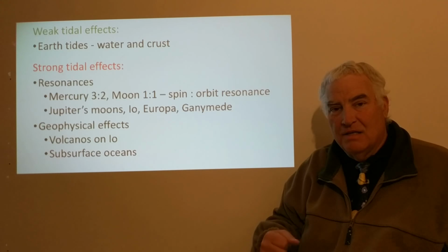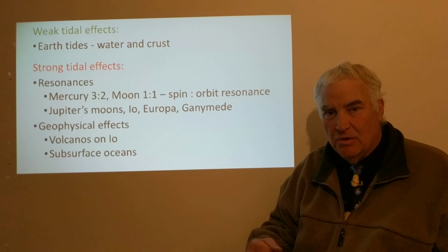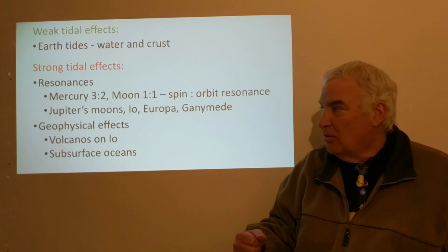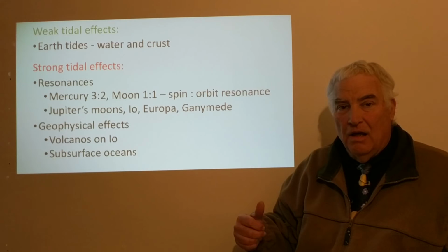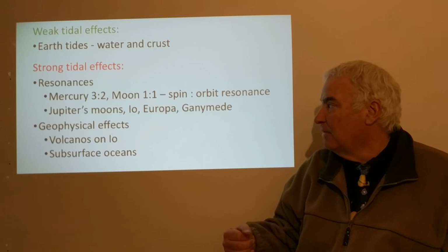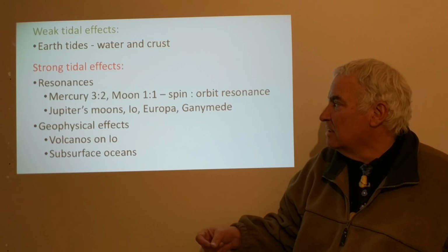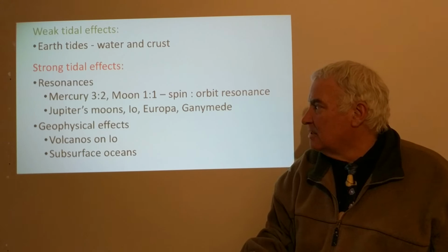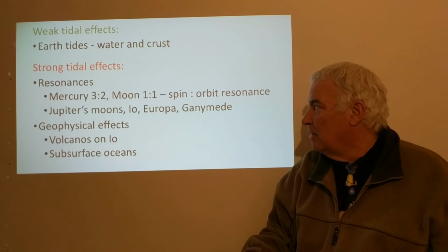Now, if we have tides in which the reverse is true, where you have a large object affecting a smaller one, then the tidal effects are stronger and we have different effects that we can see. For instance, there's a resonance between Mercury's spin and its orbit.